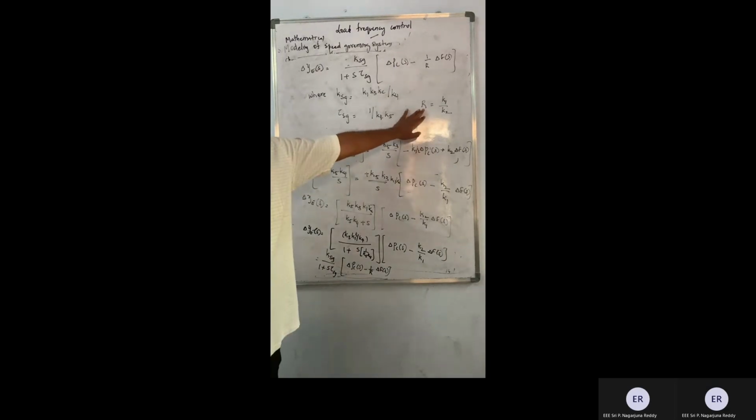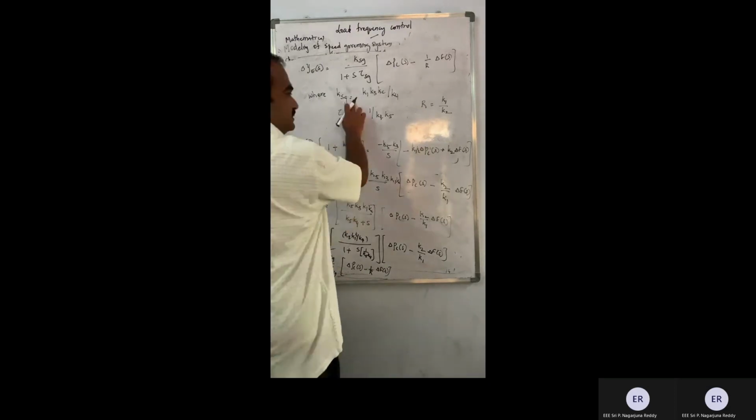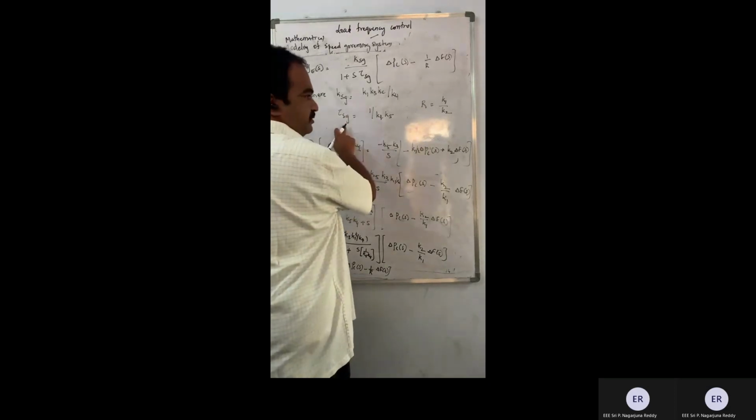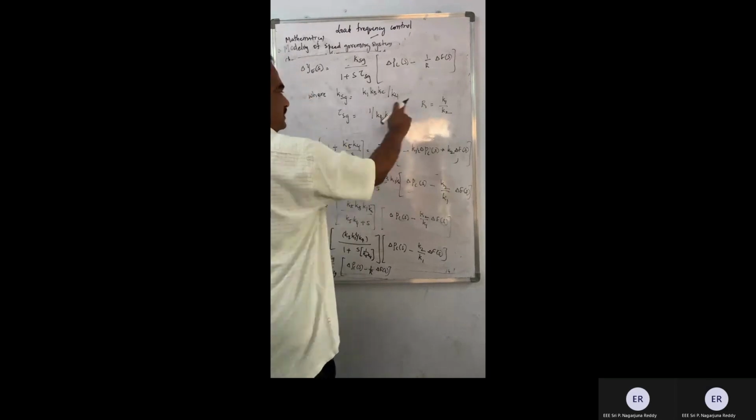This is called the gain of your speed governor. This is the time constant of your speed governor, and this particular one is called the speed regulation of your speed governor. Try to remember the thing. This is the gain of the speed governor, the time constant of the speed governor, and this is the regulation of your speed governor.